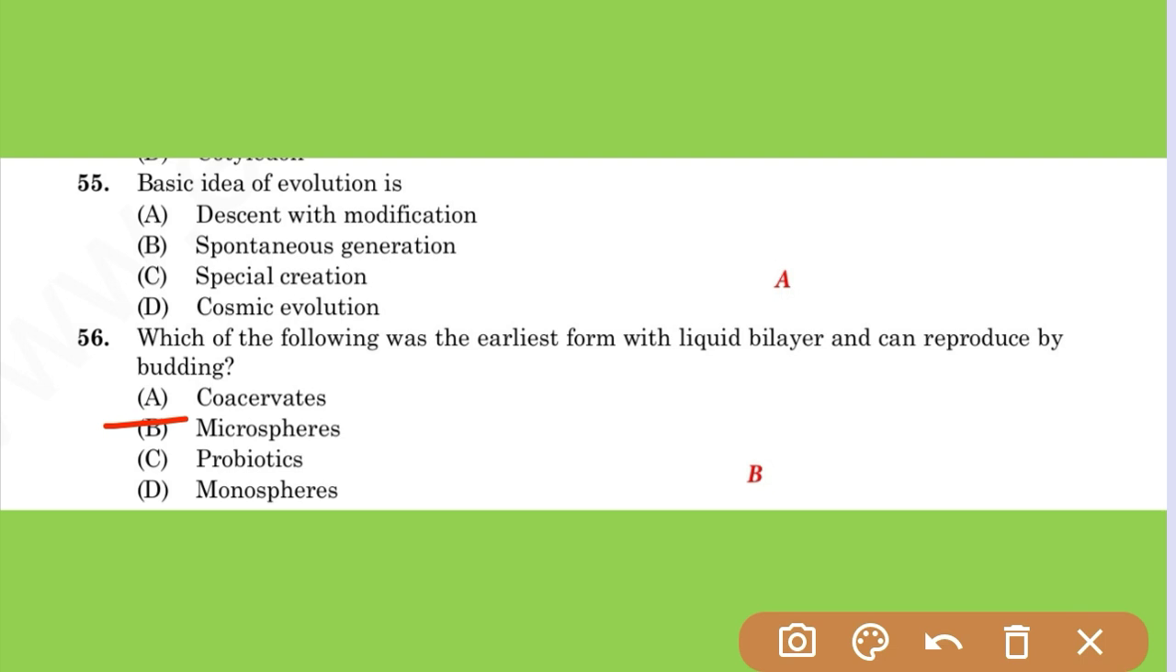A coacervate is a spherical aggregation of lipid molecules making up colloidal inclusions, which is held together by hydrophobic forces. Probiotic: these are nothing but the useful lactic acid bacteria which are present in the intestine of animals or human beings. So the answer to this question is microspheres.